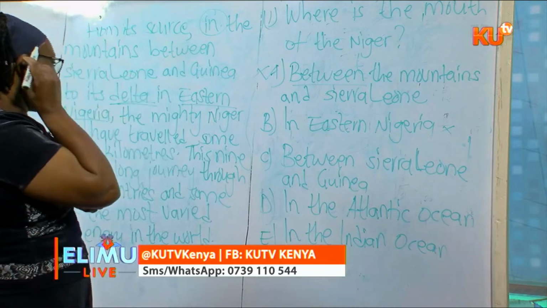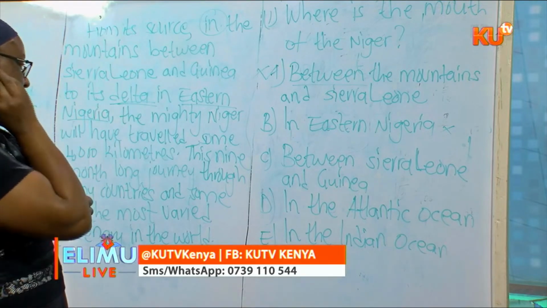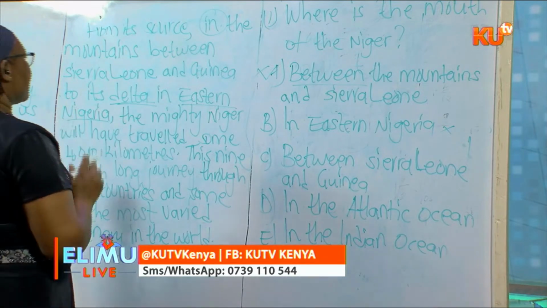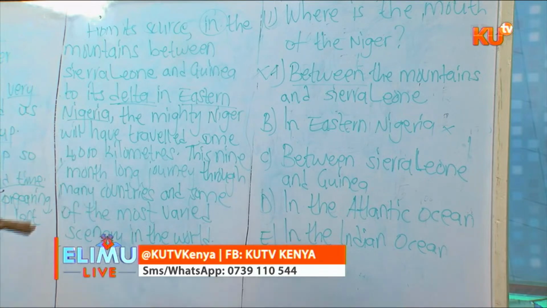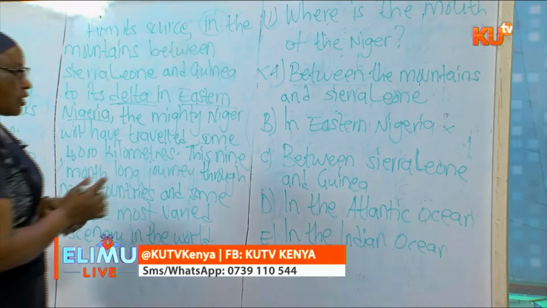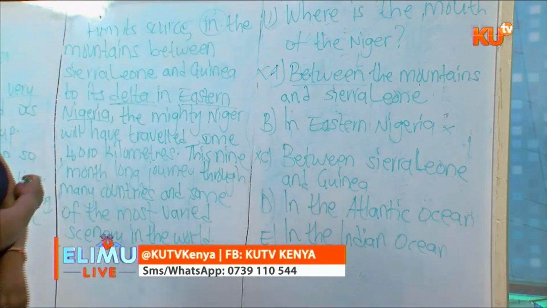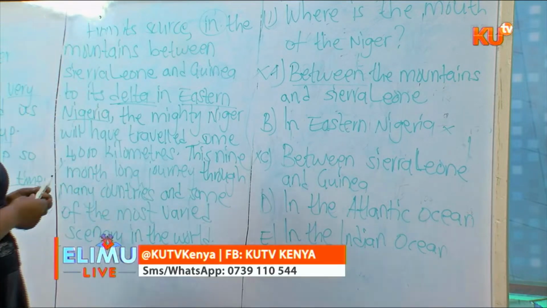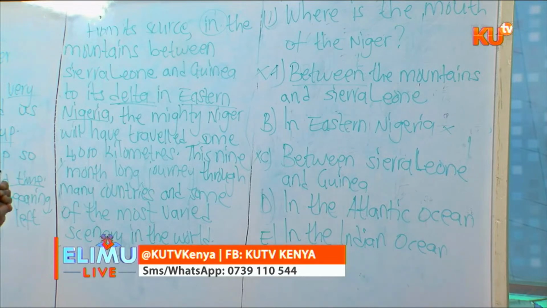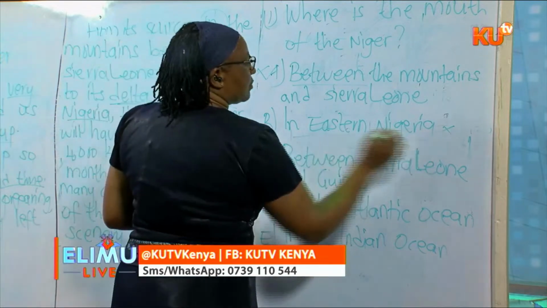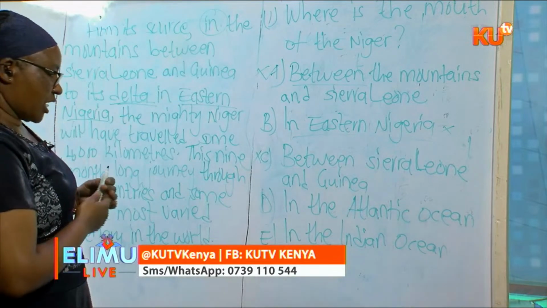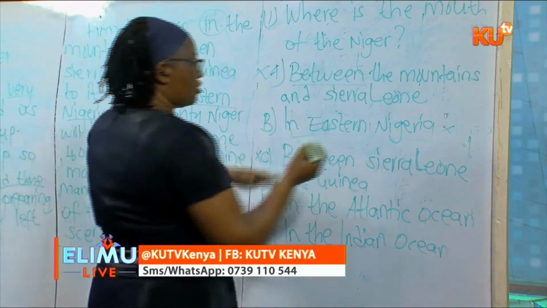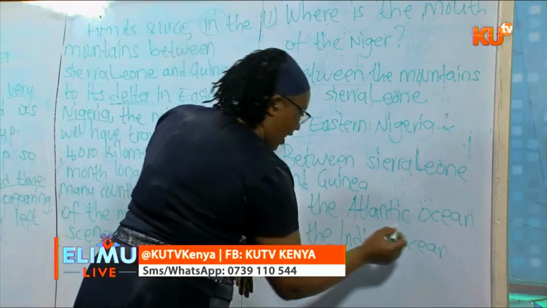We move on to alternative C. Between Sierra Leone and Guinea. Now we are not told that the mouth is between Sierra Leone and Guinea. We are told that the delta, which is also the mouth, is in eastern Nigeria. So we also delete alternative C and we move to alternative D, which says it is in the Atlantic Ocean. Now, the learners are supposed to have learned that in eastern Nigeria is also where we have the Atlantic Ocean. We have put a star on choice B, and we put another star on choice D.